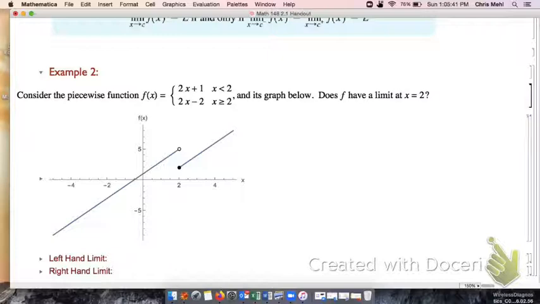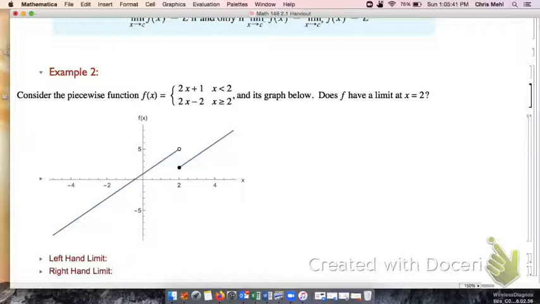So for instance, the way f of x is computed, if I want to find an output, my input x is going to be plugged into 2x plus 1 for any input less than 2, and it's going to be 2x minus 2 for any x greater than or equal to 2. You'll notice that my piecewise function has two different definitions, which, if you look at the graph, is broken up into two different pieces. And the question is, does f have a limit at 2?